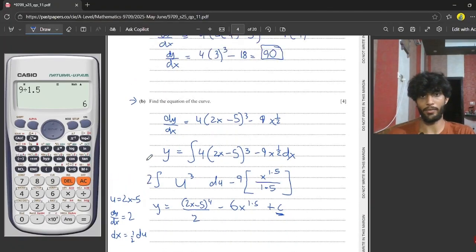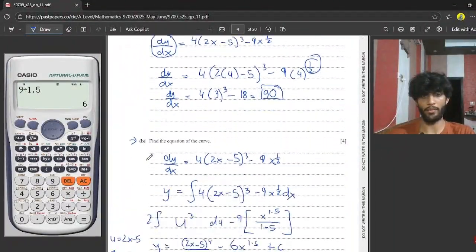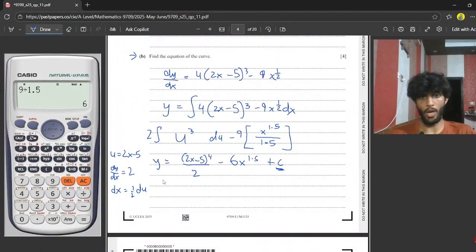That's why they gave you that coordinate A, 4 and negative 11 by 2. So you know what y is, you know what x is. Make c the subject, find out the value for c. y is negative 11 by 2. And then what is x? x is 4. So this is going to be 2 times 4 minus 5 raised to the power 4 divided by 2 minus 6 multiplied by 4 raised to the power 1.5 plus c.